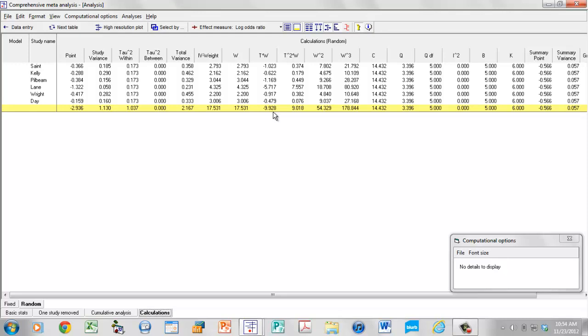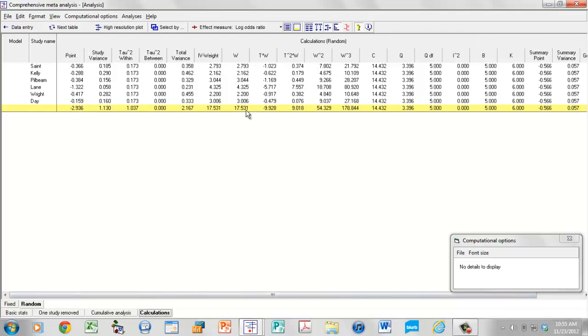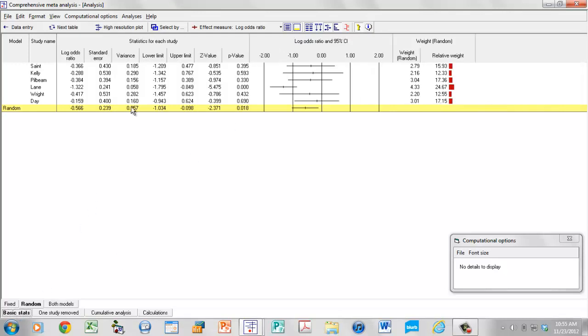The point estimate, in other words, the overall odds ratio in log units, is going to be minus 9.9 divided by 17. If we take minus 9.9 divided by 17, we get minus 0.56, which is the overall estimate of the effect size in log units. And if we take the sum of the weights, that's 17, 1 over 17 is going to give us the variance in log units, and that is going to be 0.057. So that's how the computations are done.